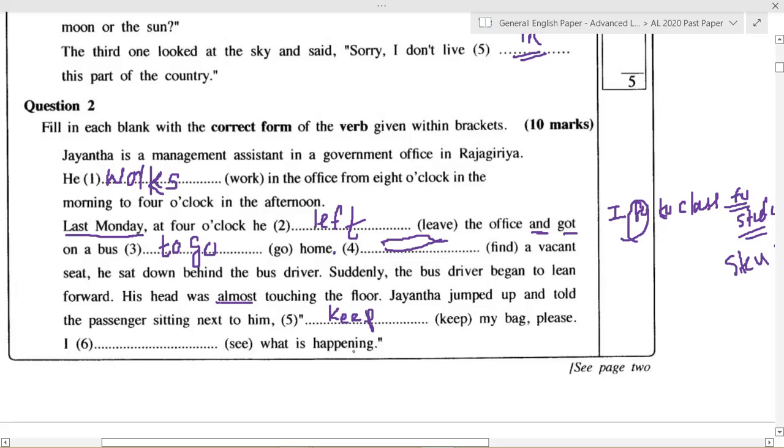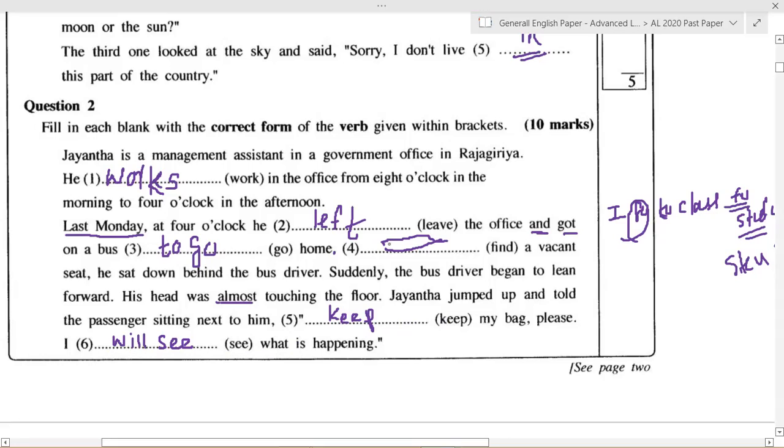What is happening? What is happening? I will see. Now he is asking another passenger sitting next to him to keep his bag so that he can check what is happening. I will see what is happening. Now he is just about to start to see what is happening, so it hasn't happened yet. When it comes to this point, it is in the future form. Okay, that's how you keep the verb.